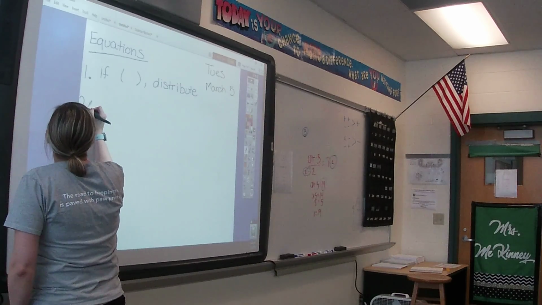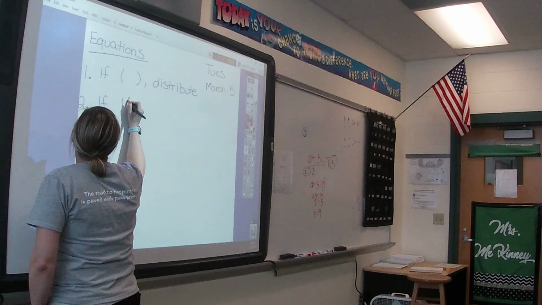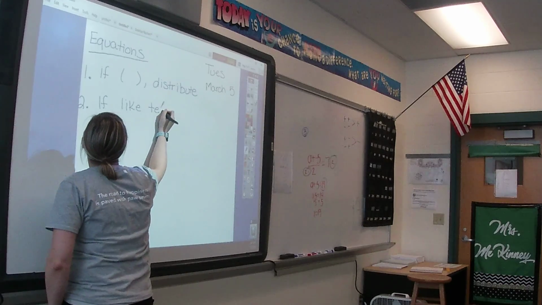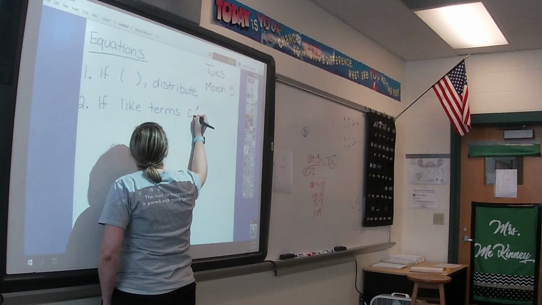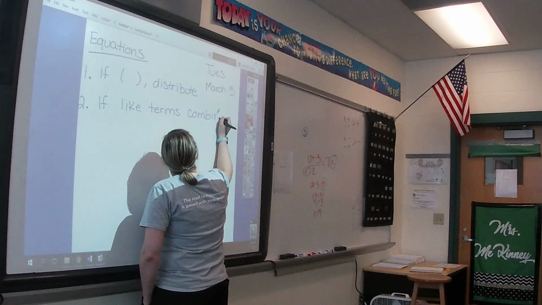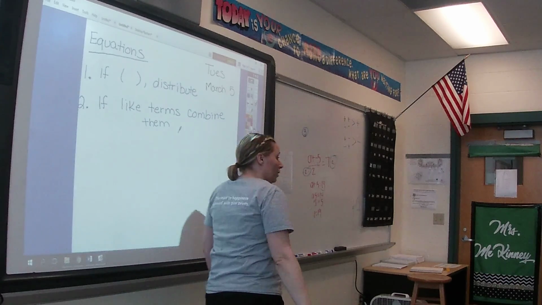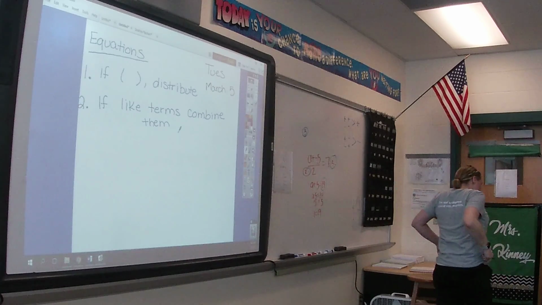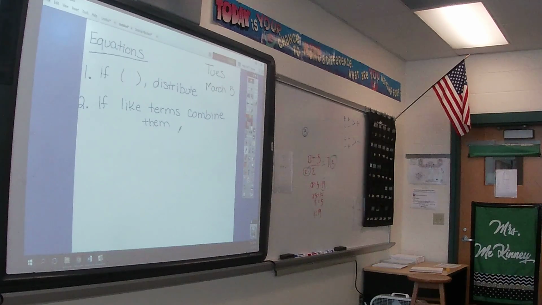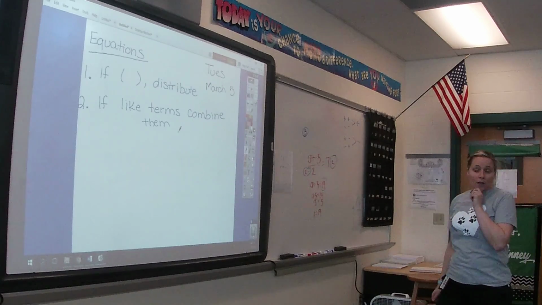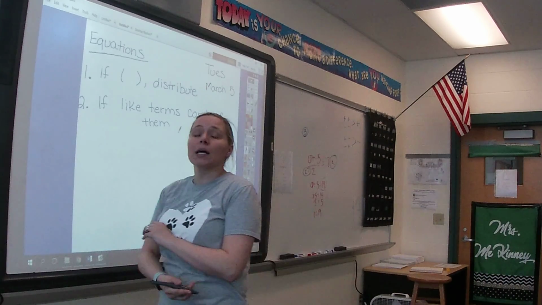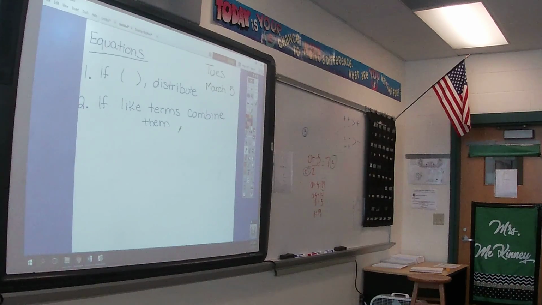Our second step is going to be, if there are like terms, combine them. But this now comes with an added piece today. We've been working on the concept that if we see variables on the same side of the equal sign, we should get them together.